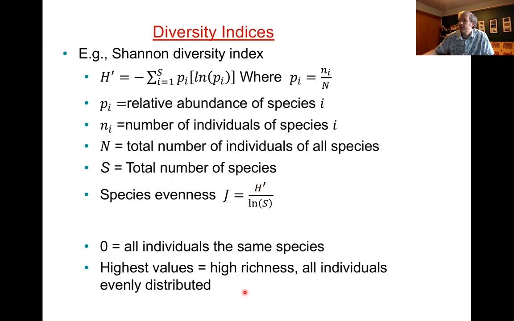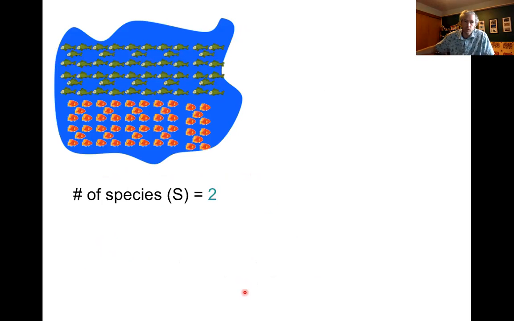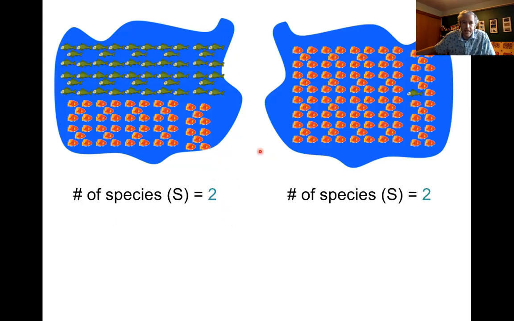Okay, so let's just have a go at this quickly. So here we have a very simple community of fish. We've got this big lake and it contains a community of fish that's 100 individuals. Believe me, I put them in, there are 100 individuals, but they're only of 2 species. So it looks like we've got 50 of this species and 50 of that one. We also have another lake where, again, we have the same number of species, only 2, but now it's much less even. We've got loads of these red ones, only one of the green ones.